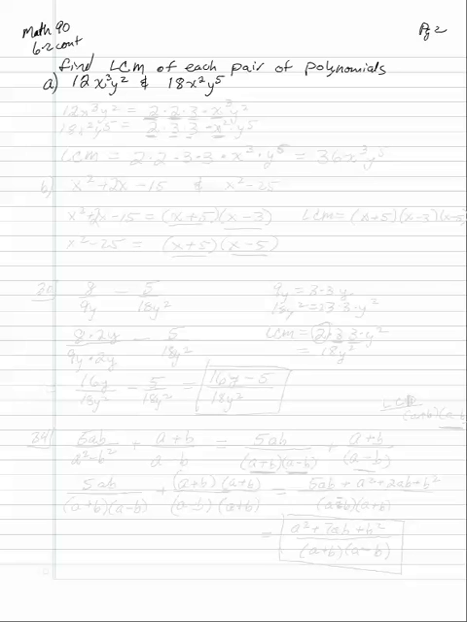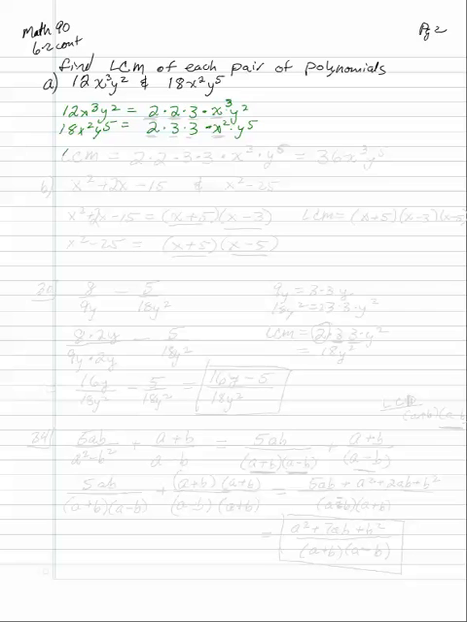Okay, so let's find the LCM for 12x cubed y squared and 18x squared y to the fifth. So 12x cubed y squared is equal to 2 times 2 times 3 times x cubed y squared. We'll just leave those as powers for the variables. And then 18x squared y to the fifth, we'll do 2 times 3 times 3, which is 18, times x squared y to the fifth.